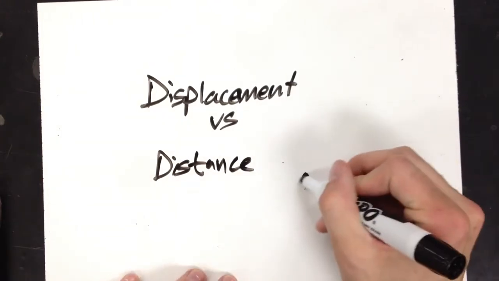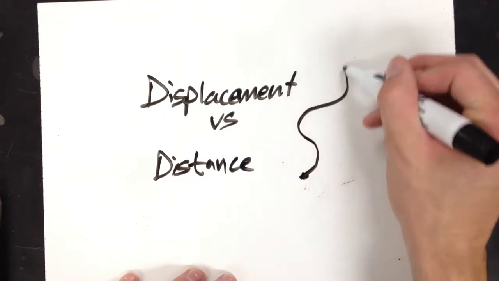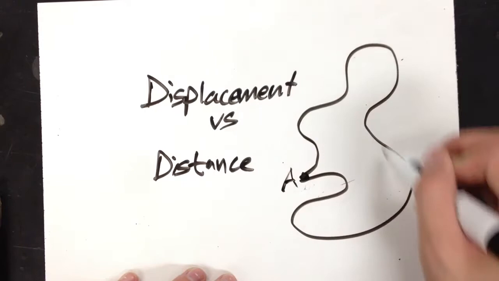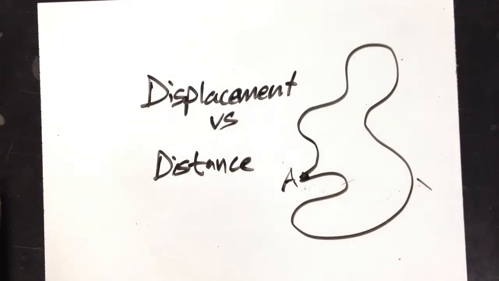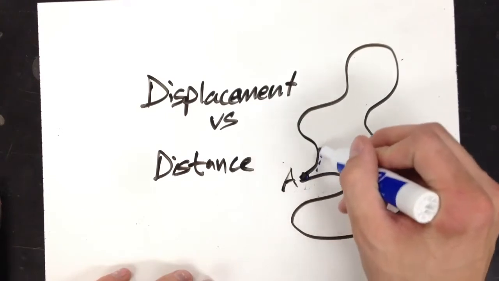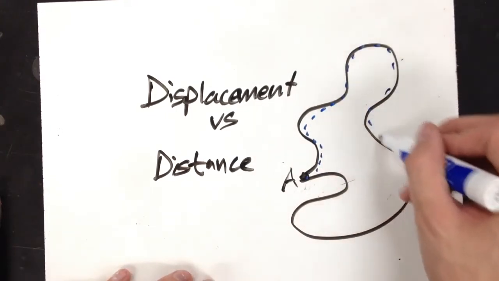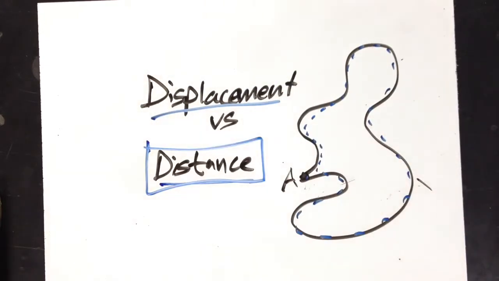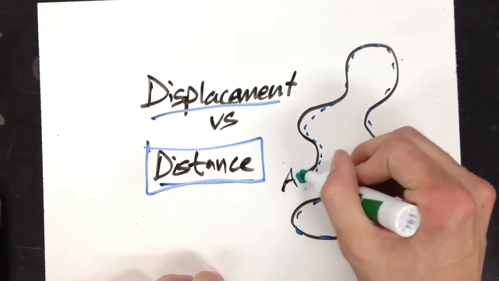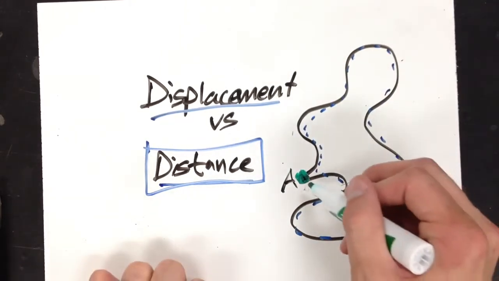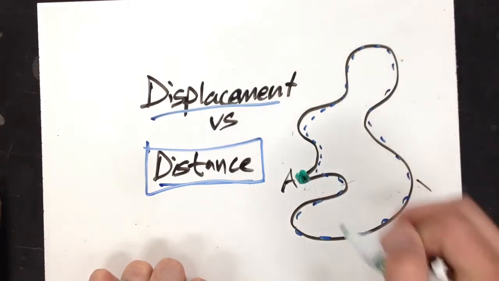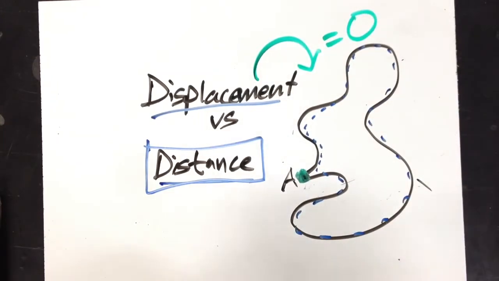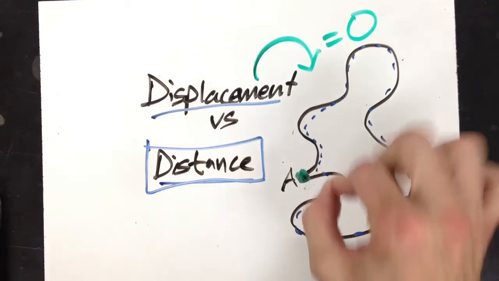So let's say that you go to a park and you walk a trail, and the trail takes you back to where you start. So you start here at A, and then you walk it, and then you end up back at A. Well, your distance would be how long the trail was if you stretched it out straight. That would be your distance. Your displacement, however, is where you start versus where you end up. Now, if I start at A and I end at A, well, then my displacement for this is 0. So displacement is where you start to where you end up.